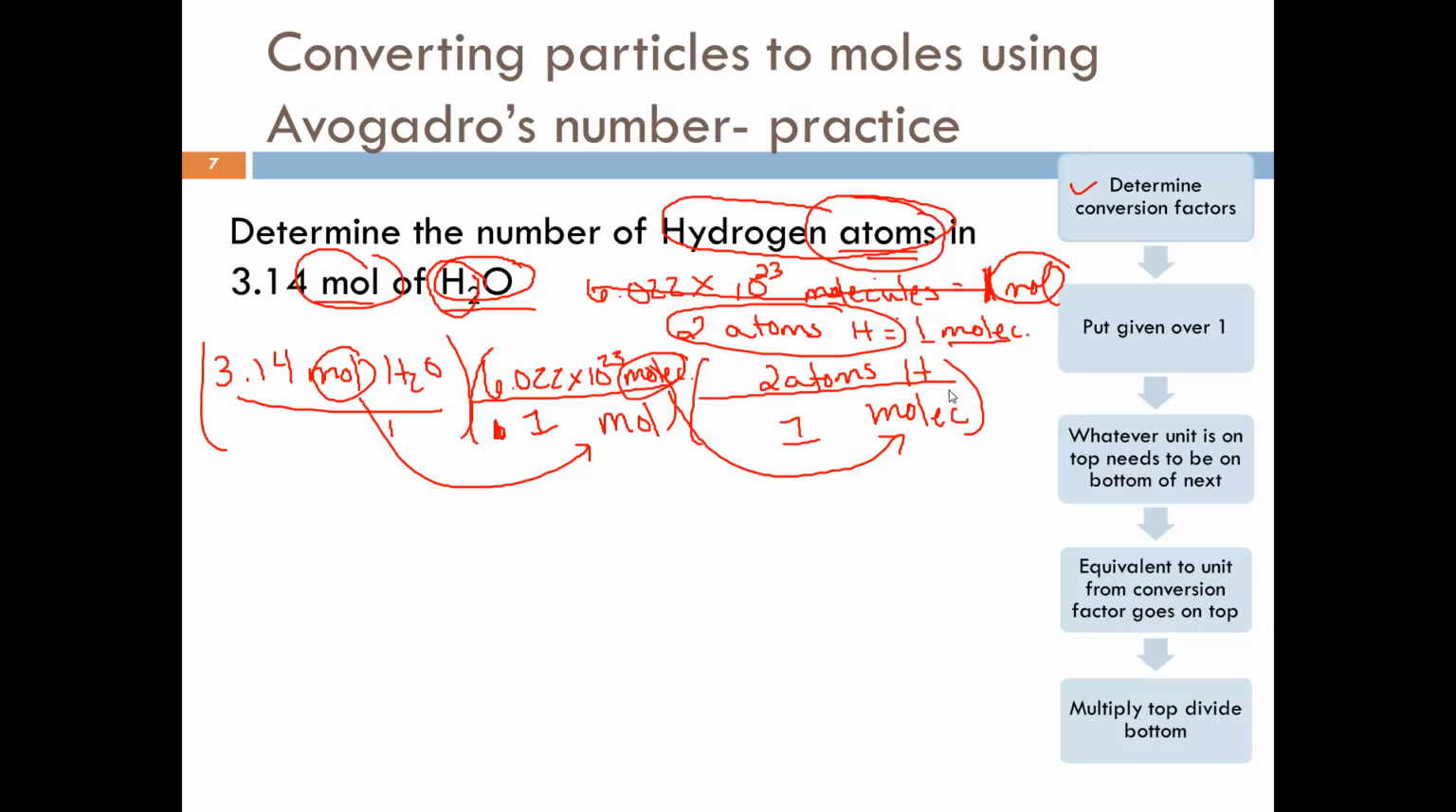So it's going to be 3.14. It's on top, so we're going to multiply 6.022 EE 23, divide by 1 times 2. That's going to come out to be 3.78 times 10 to the 24 atoms.